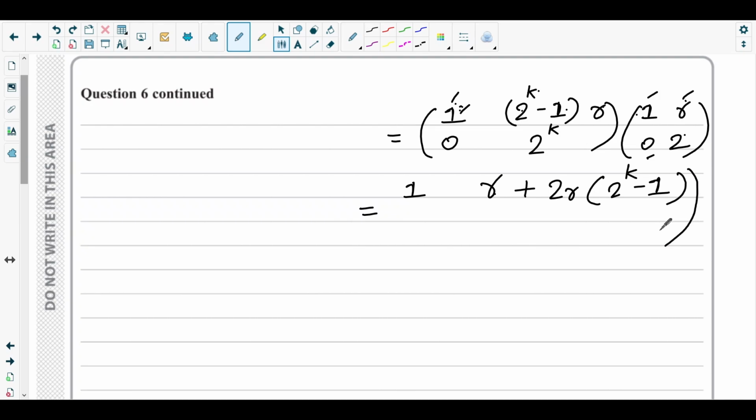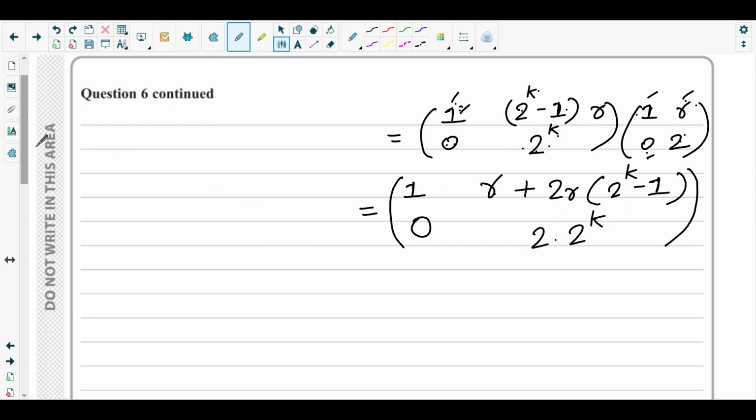So this is just matrix multiplication of a 2 by 2 matrix. Then go to the lower row, 0 and 1. 0 times 1 is 0, and 2 times 2 to the power k times 0 is 0, so this is 0. Then 0 times r is basically 0, and 2 to the power k times 2 would give you 2 times 2 to the power k.